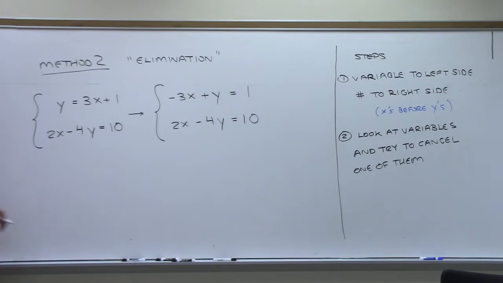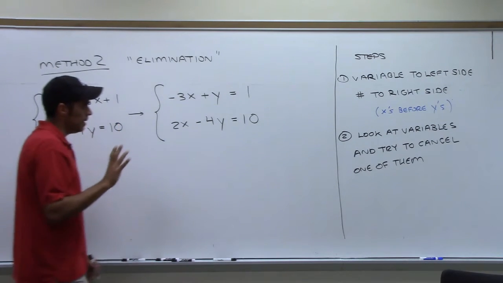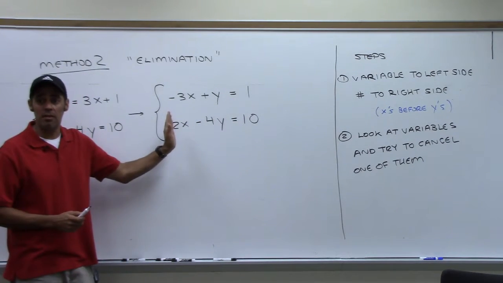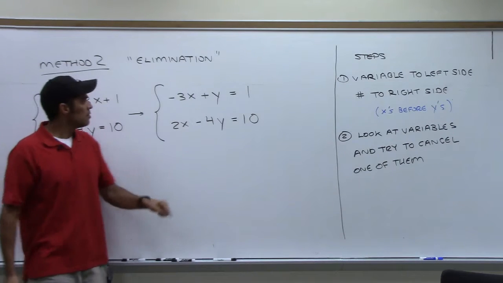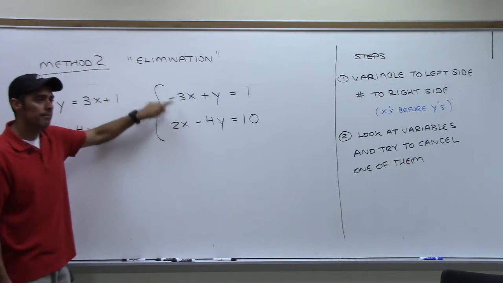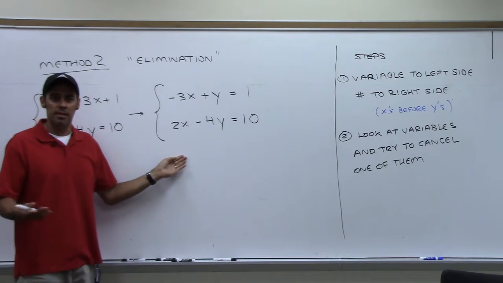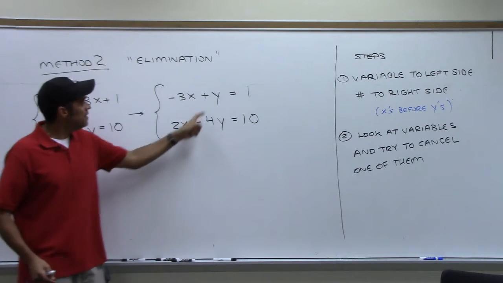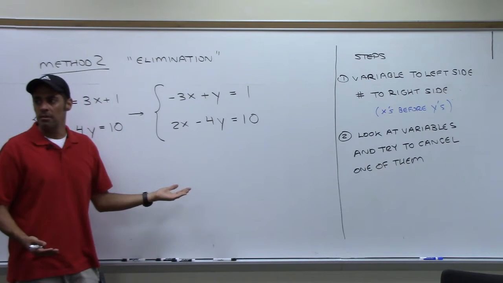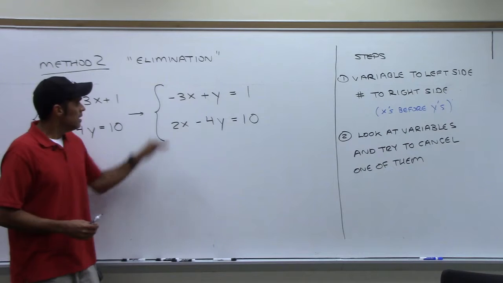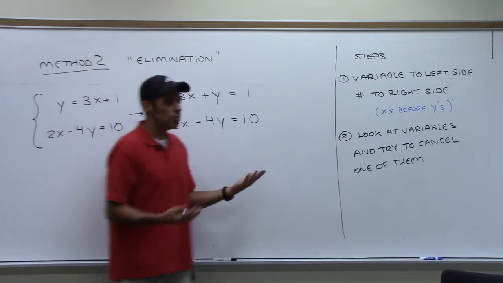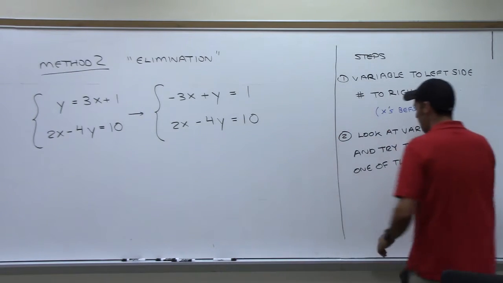Okay, let me illustrate to everyone what's happening here. We're looking at the variables, and we want these variables to cancel each other out if we add them together. Right now, if I take negative 3x and add 2x to it, what would I get? Negative 1x. Is it gone? No. If I take 1y and subtract 4y's, how many y's do I have? Negative 3y. What I want is when I add these down, for one of the variables, your choice again, to go away. So look at the variables and try to get them to cancel.